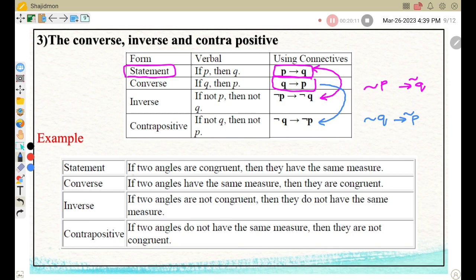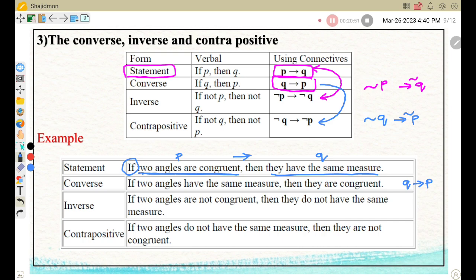So you can see one example here. If two angles are congruent, two angles are congruent is P, then they have the same measure, that is Q, because it is an if statement. You can see the conditional statement, P implies Q, correct? That means P means two angles are congruent, then Q means they have the same measure. Now the converse means we write the same sentence in reverse order. That means Q is written first, then P. That means Q implies P. That is the converse statement. That means if two angles have the same measure, then they are congruent, correct? That is the converse statement.